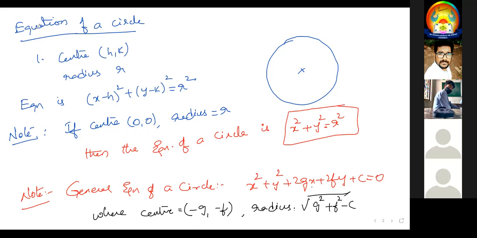A very important note here: the general equation of the circle. Everything has a general notation, and the circle also has a general notation. That equation is x square plus y square plus 2gx plus 2fy plus c equal to 0.